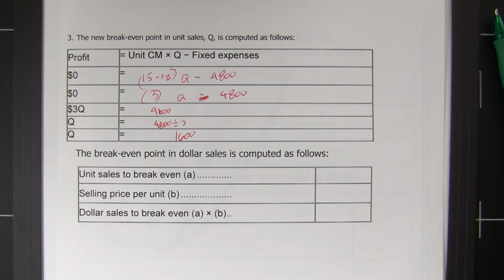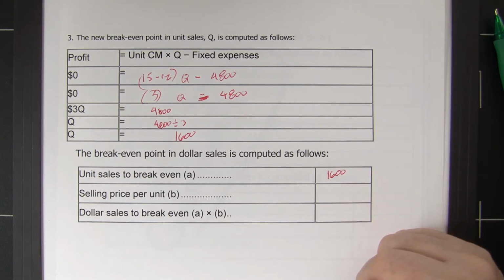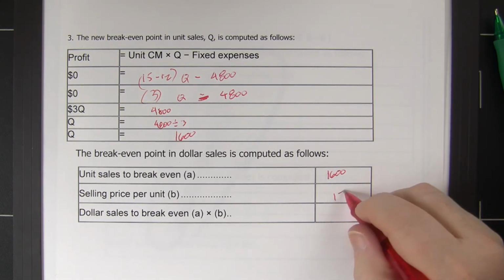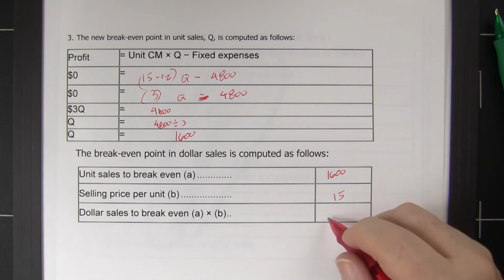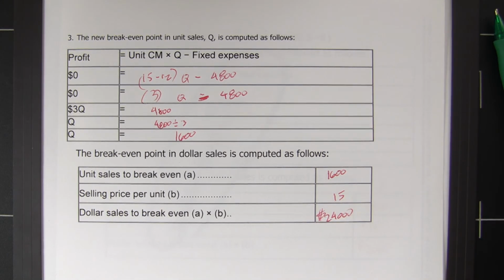Now, the unit sales to break even, the 1,600 units times the selling price per unit, $15, 24,000. The same number we came up with the down and dirty way. Either way will give you the right answer. Learn one, absorb one, make it your own, and do the same thing all the time.